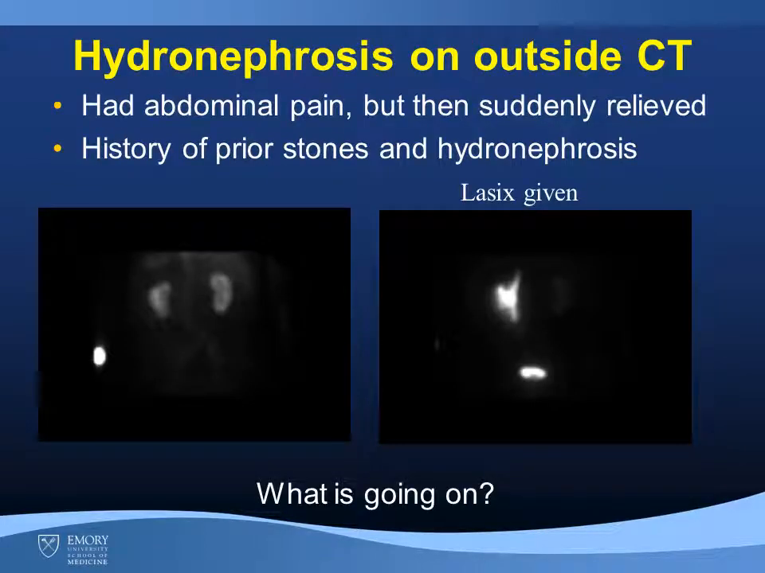Here's another patient with hydronephrosis on outside CT. The patient had abdominal pain, but then it was suddenly relieved. There's also a history of prior stones and hydronephrosis. Let's play our dynamic images.